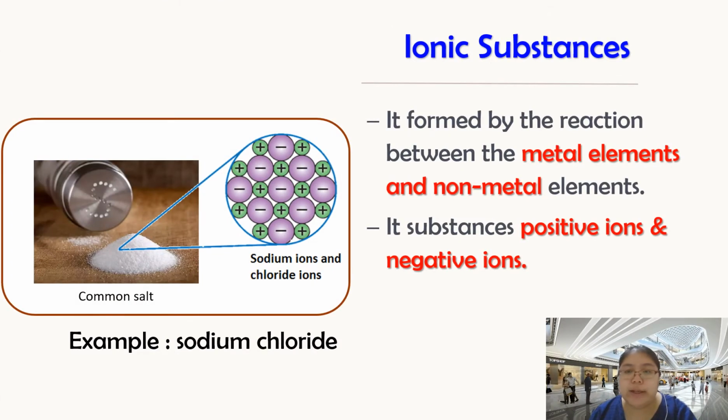Okay, the third one is ionic substances. Can you see the diagram? This is an example of sodium chloride, which is common salt. Inside the common salt, everything is ionic substance, made of sodium ions and chloride ions. They form by reaction between a metal element and a non-metal element. After that, the substance has positive ions and negative ions. So this is how we differentiate atomic, molecular, and ionic substances.